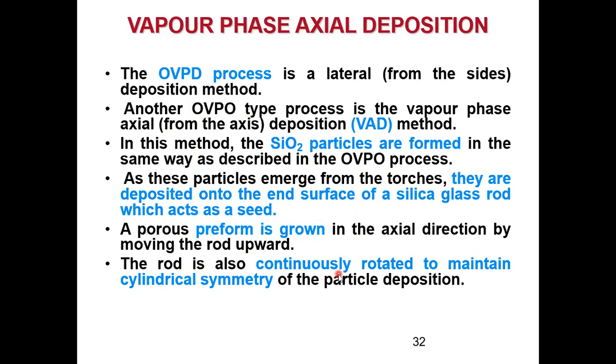Now the rod is also continuously rotated to maintain the cylindrical symmetry, क्योंकि हमें गोल preform चाहिए, cylindrical shape में preform चाहिए. So that's why I need to rotate the rod. So that uniform deposition takes place and I get cylindrical symmetry. So the rod is continuously rotated and it is pulled up in the upward direction.